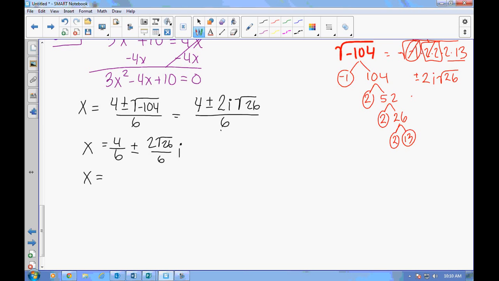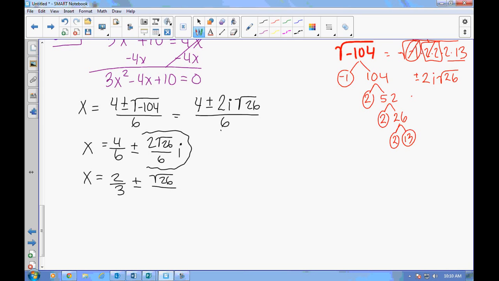You have to make sure you simplify these. That's what I told most people. 4 divided by 6 is 2/3. Now here's the tricky part. When you simplify this one, the 26 does not change. It's just the coefficient that needs to be simplified. 6 simplifies to what? 1/3. So the root 26 is going to stay root 26.